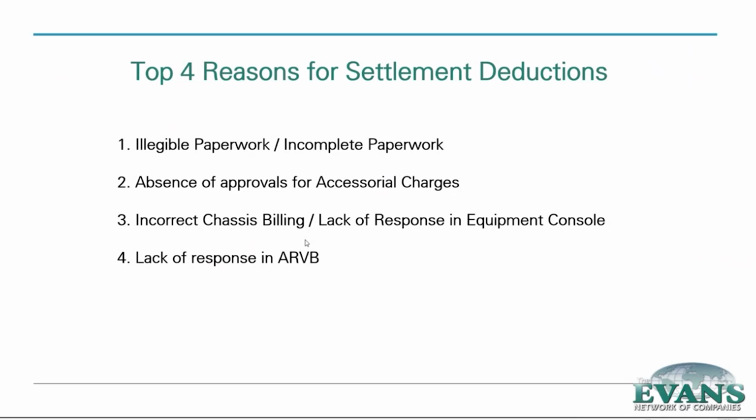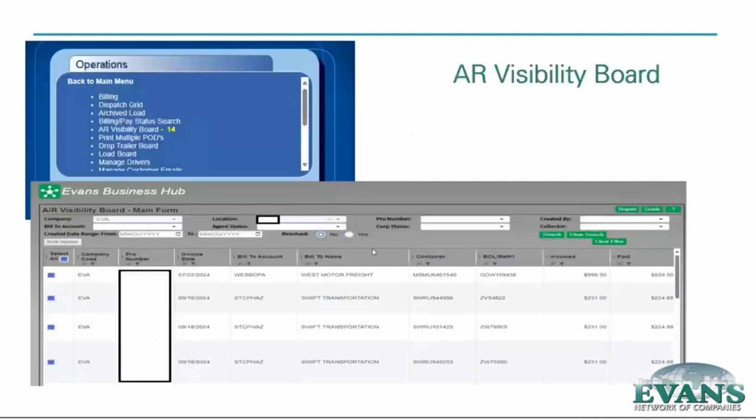Number 4 is lack of response in the AR visibility board. So we're going to go to the next slide. Let's see, AR visibility board. As you can see here, when you're in your operations menu, where you usually hit for your billing or your dispatch grid, you're going to see right down here is AR visibility board. If you have a yellow number next to the words AR visibility board, this means that you have issues to address. All you do is click on this. It will become a little finger pointer and you can click on that link. That will take you right to your AR visibility board.